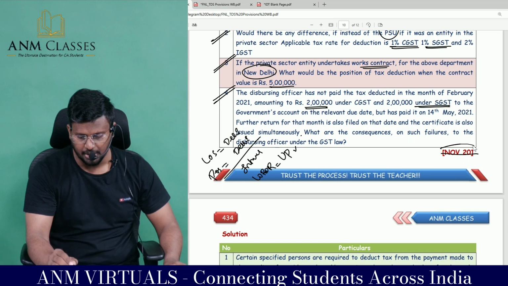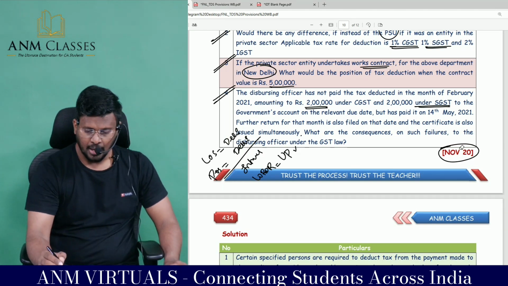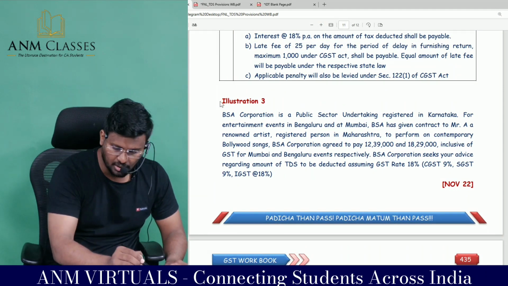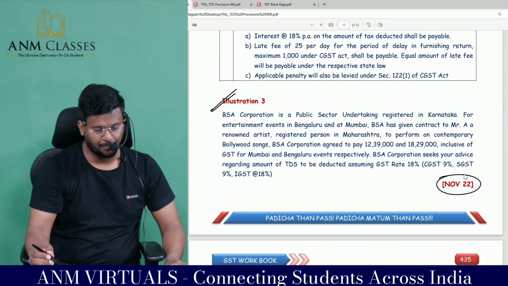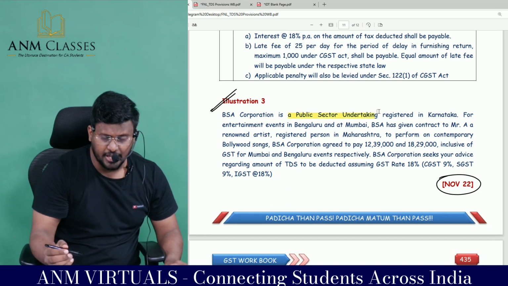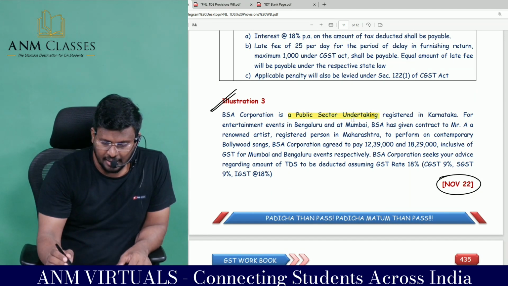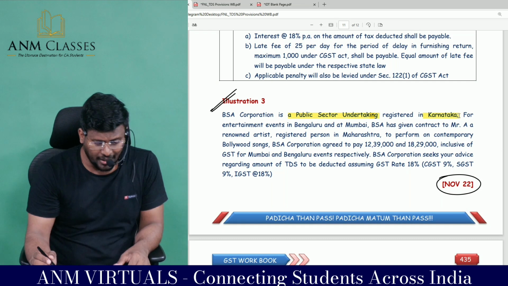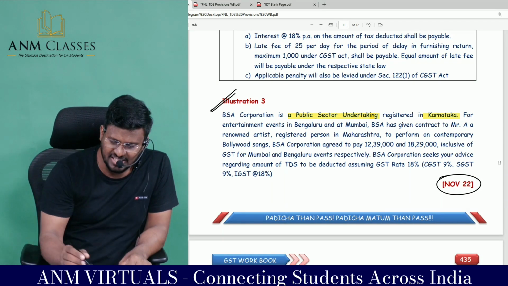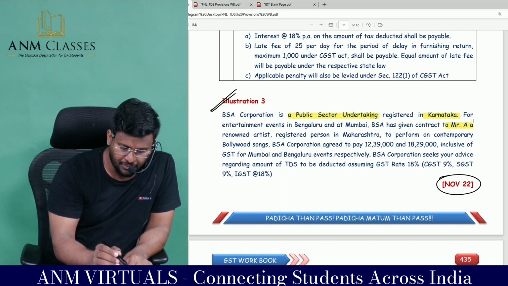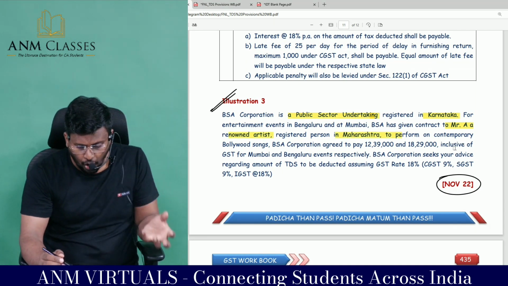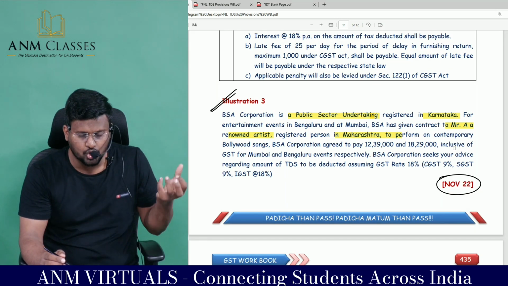This is the past examination, November 20 question. I'm moving into the last question from this slot, which is illustration number 3. It's a November 22 question. BSA Corporation is a public sector undertaking. Is a PSU a notified person? Yes, sir. Registered in Karnataka. For an entertainment event in Bangalore and also at Mumbai, BSA has given a contract to Mr. A, a renowned artist, a registered person in Maharashtra, to perform contemporary Bollywood songs.